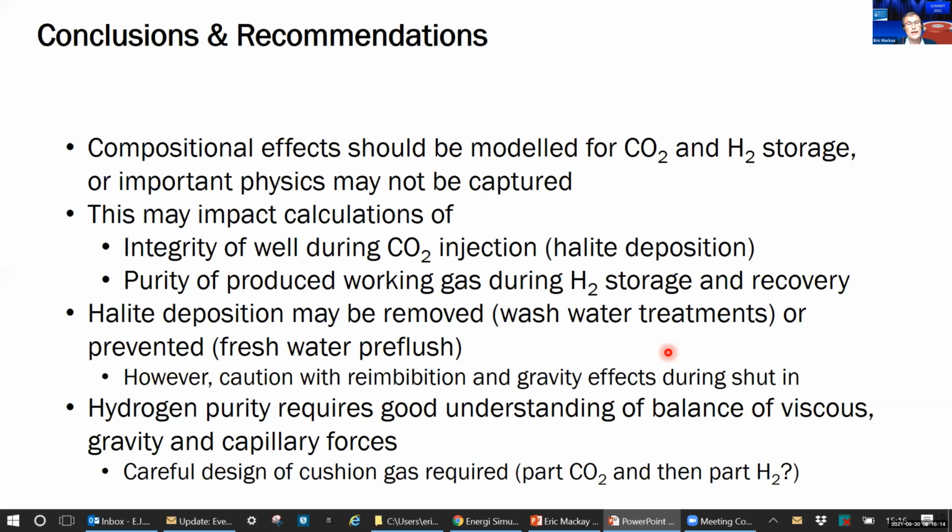storage and recovery and prediction of the purity of the hydrogen needs to take into account the balance of capillary and gravitational and viscous forces. And so careful design of the cushion gas is therefore required.